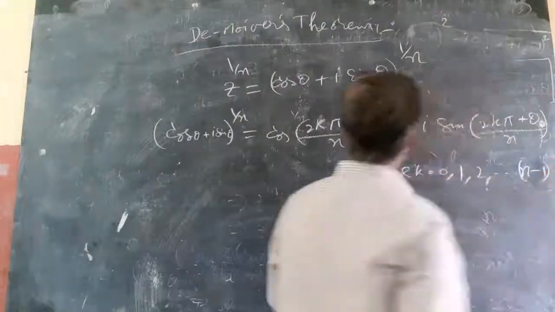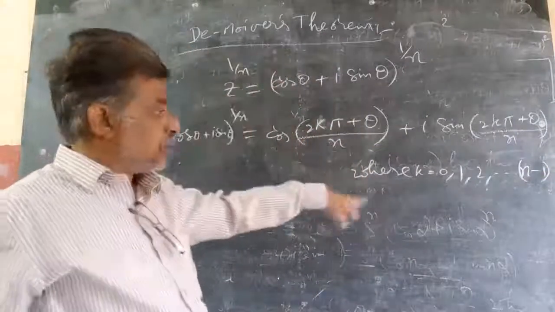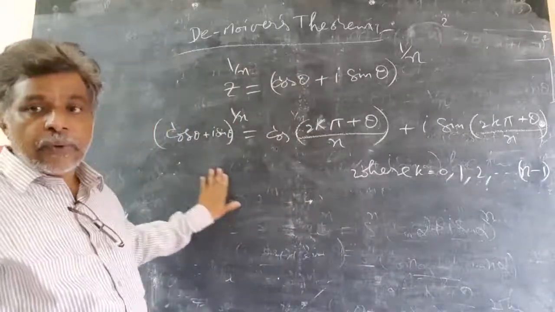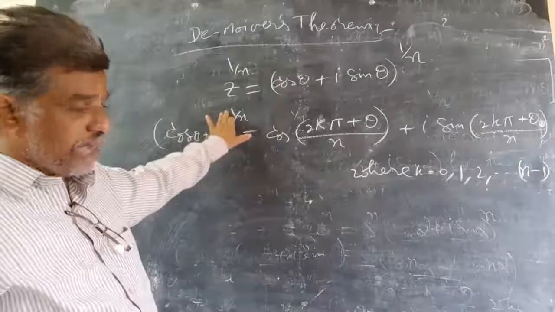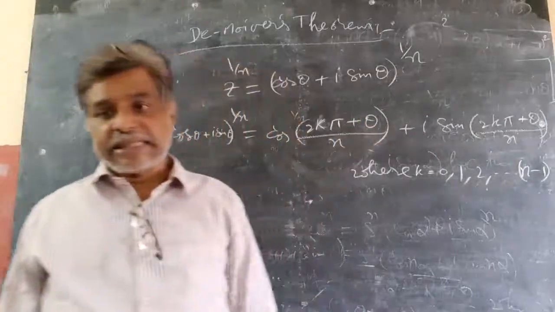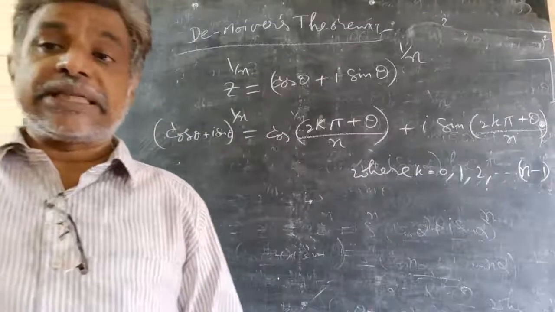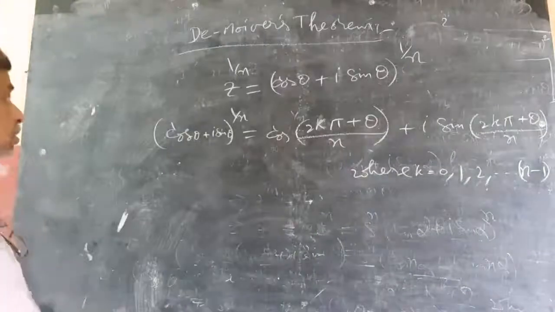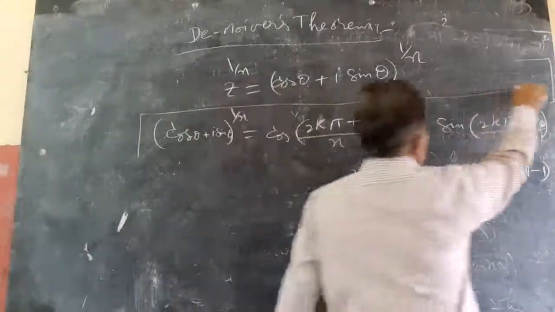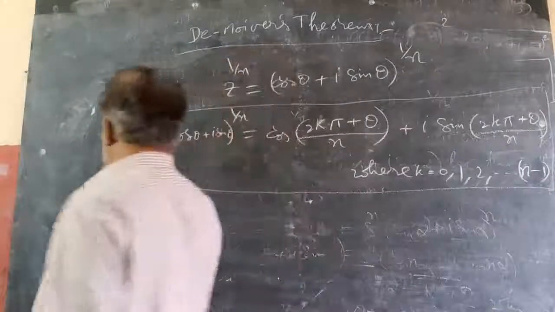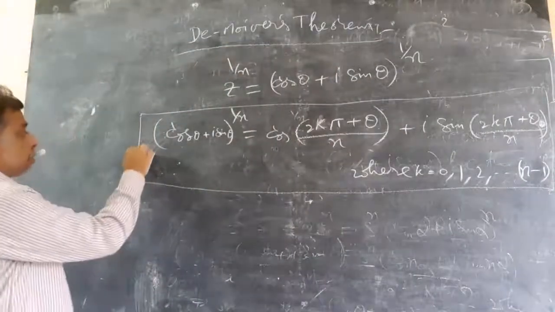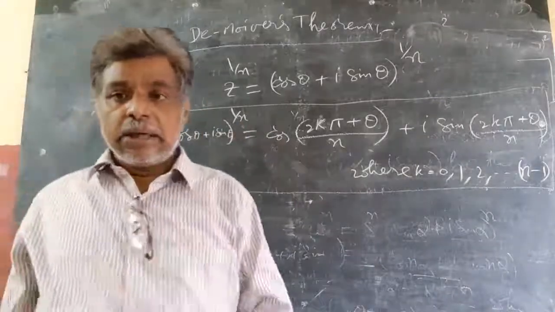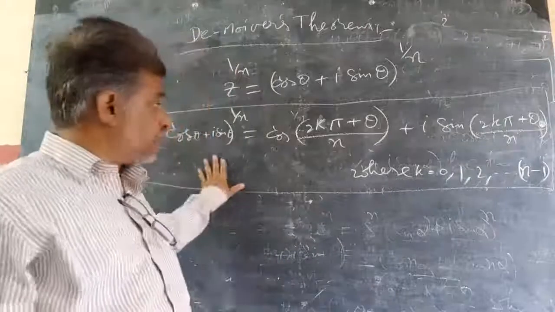Till n minus 1, because n roots should be there. Nth root means n roots. So 0 to n minus 1, total n roots we will get. So nth roots of a complex number, whole power 1 by n, equal to cos of 2k pi plus theta by n plus i sin of 2k pi plus theta by n, where k equal to 0, 1, 2, 3 and so on till n minus 1. This is the most important property or statement we are going to use in complex numbers, De Moivre's theorem. So only 2 points: one is whole power n, the other whole power 1 by n. These are the basic things for De Moivre's theorem.